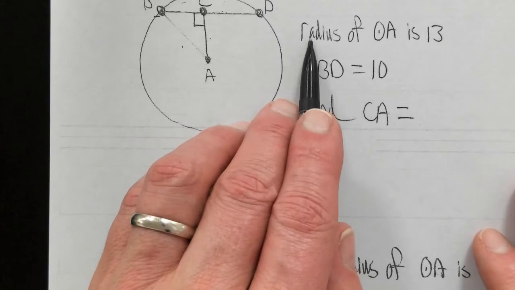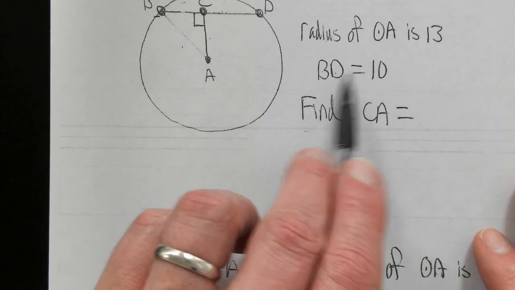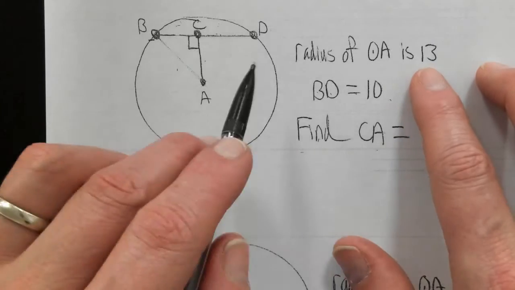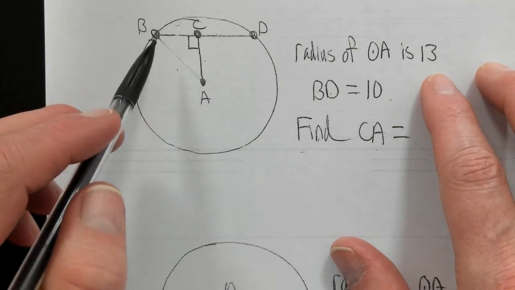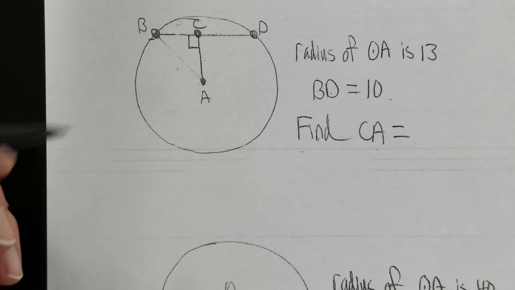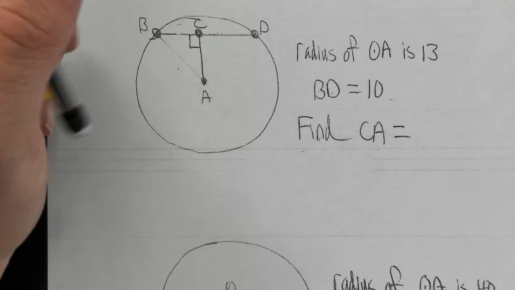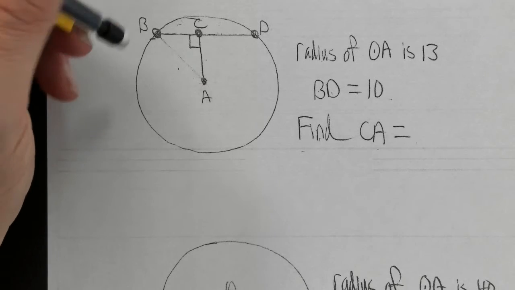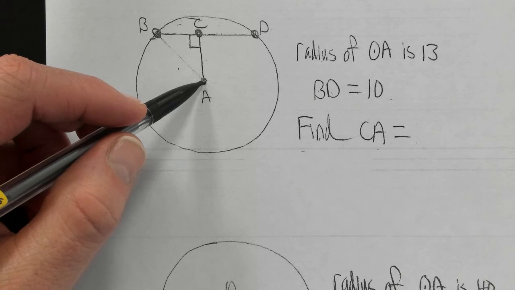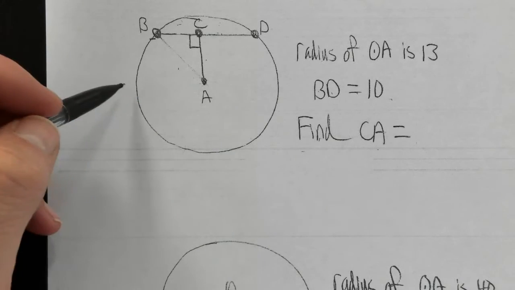Okay, so let's say we have a problem where it says the radius of circle A is 13, BD equals 10, find CA. So let's plug in the parts that they've given us. The radius of circle A is 13. All right, now here's the deal. If the radius of circle A is 13, here's what we want to look at. First of all, I can draw in any radius I want, and it would be 13. This will be 13. This could be 13. This could be 13.